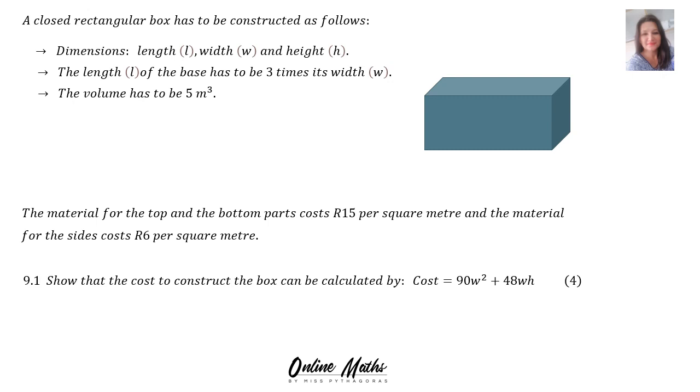A closed rectangular box has to be constructed as follows. Dimensions: the length L, the width W, and the height H. The length L of the base has to be 3 times its width. The volume has to be 5 cubic meters. The material for the top and the bottom parts costs 15 Rand per square meter, and the material for the sides costs 6 Rand per square meter. 9.1: Show that the cost to construct the box can be calculated by cost equals 90W squared plus 48WH.